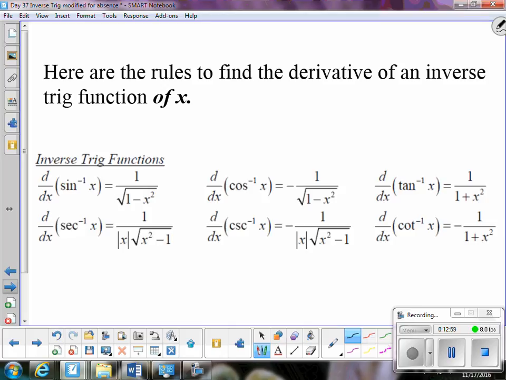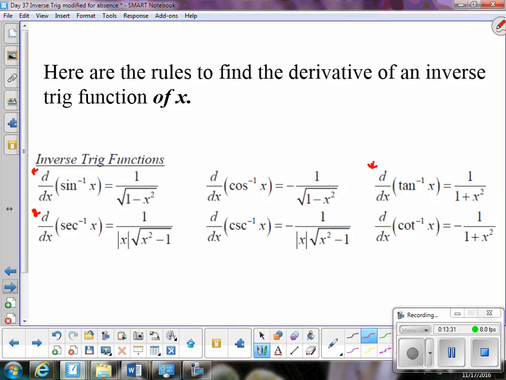Okay, so we showed the ones that we've actually worked on. We did this one: the derivative of inverse sine of x is 1 over radical 1 minus x squared. We derived the derivative of inverse tan of x, that's 1 over 1 plus x squared. And we also found the derivative of inverse secant x. That was a weird one. That was 1 over absolute value of x times the square root of x squared minus 1.